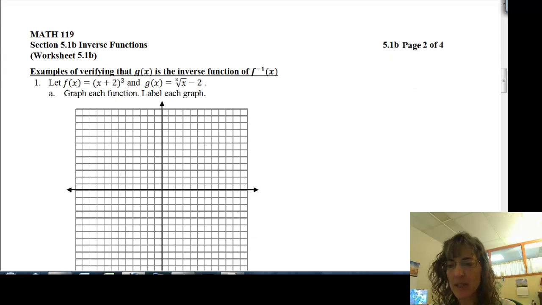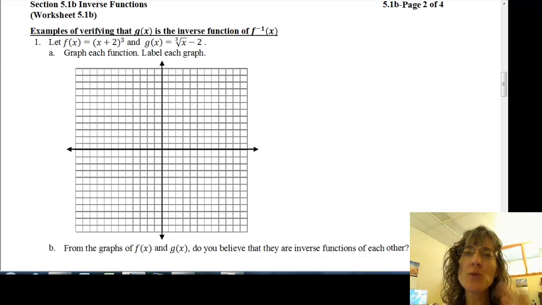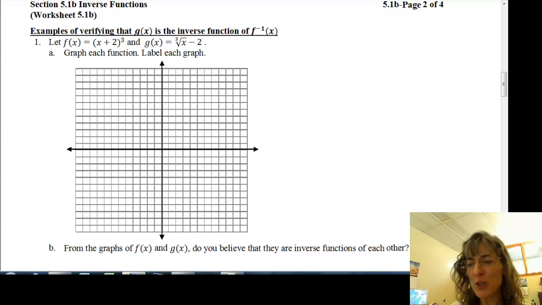So let's look at some examples. Say I give you two functions and I tell you, hey, these two are inverses. And like usual, you shouldn't believe me. So you're going to try it out and see if I'm right. We're going to look at it two different ways. One by graphing to see if they look like inverses or not. And second, algebraically to prove whether they're really inverses or not.